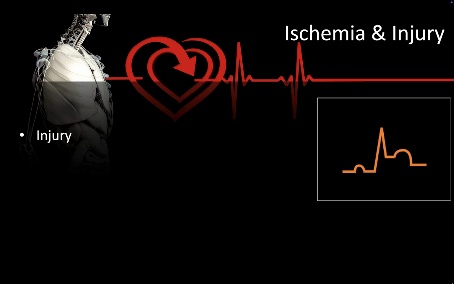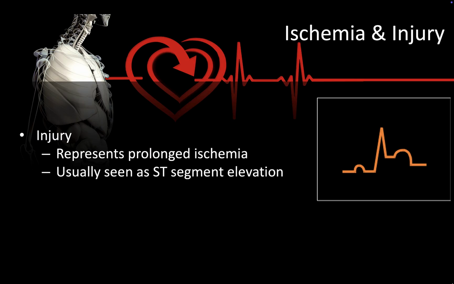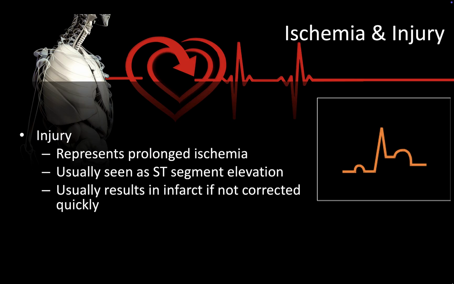Ischemia can progress on to injury if that lack of blood flow continues. Injury is our clue that cells are actually being damaged. Prolonged ischemia starts to damage those cells, and we start to see ST elevation. Again, we're looking for it in regional patterns, which I'll talk about in another video, to help us determine where the infarct is occurring and what vessels are likely occluded. If this isn't corrected quickly, this is likely to progress on to actually infarcted tissues.